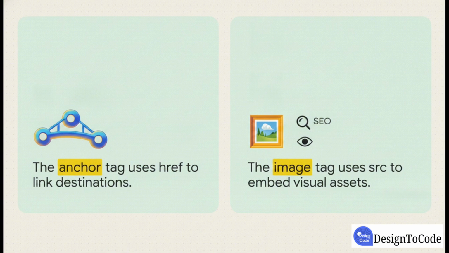Images, on the other hand, use the img tag. Now notice something special here. This is an empty tag. It doesn't have a closing tag because it doesn't wrap around any text. It simply embeds an asset using the src attribute for the source path. And guys, never ever forget the alt attribute. Providing alternative text describing the image is a strict requirement for web accessibility and for your search engine optimization.